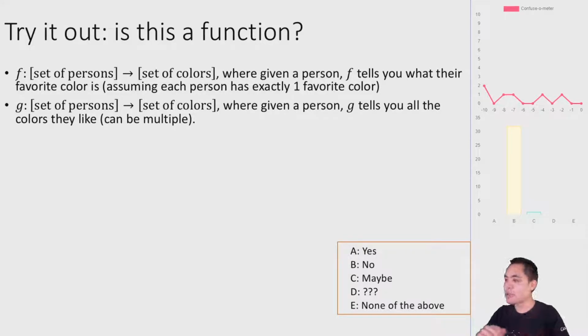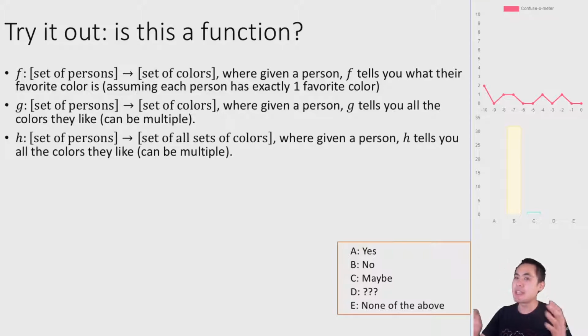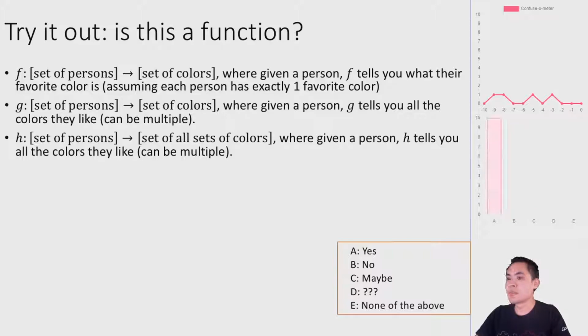Now, it's slightly more complicated than this, because what happens if we have the function h, which maps from the set of people to the set of all sets of colors? Given the person, h tells you all the colors they like, and this can be multiple things. Yeah, so this is a function again because you can have multiple colors in a single set. It's just mapping to the set of all sets of colors, and so this is actually a function.